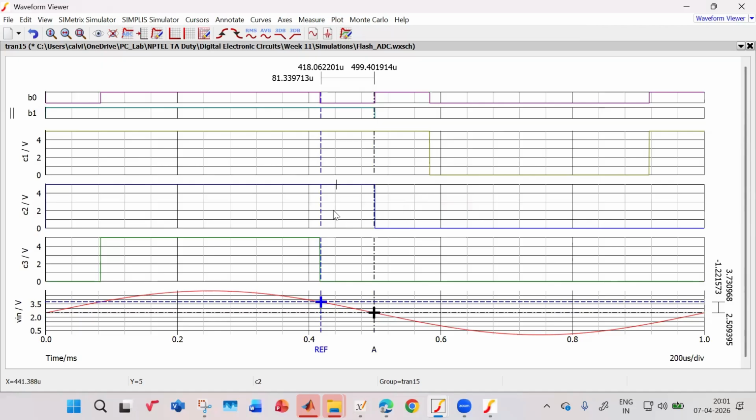So you'll notice it is higher than 2.5 and less than 3.75. In that case, your C2 is high and C1 is high, but your C3 is low. Then your B1 is 1 and your B0 is 0, right?